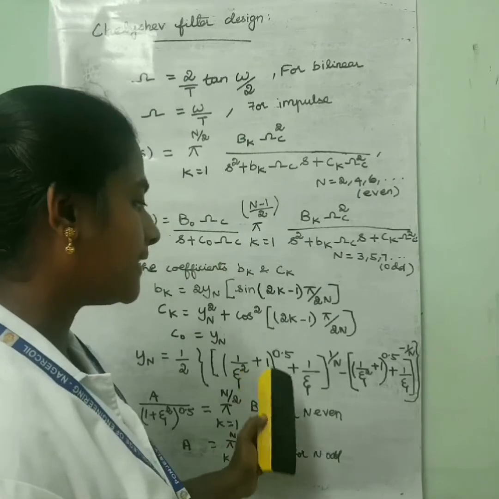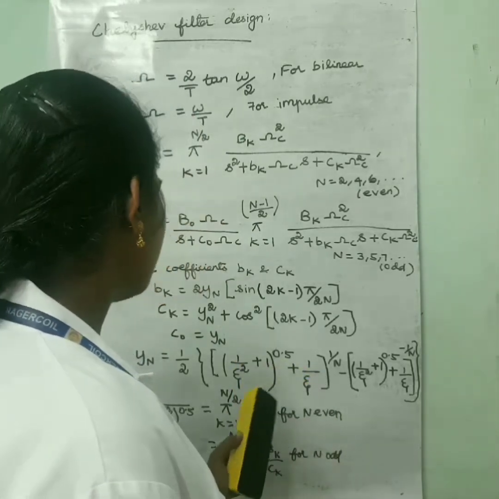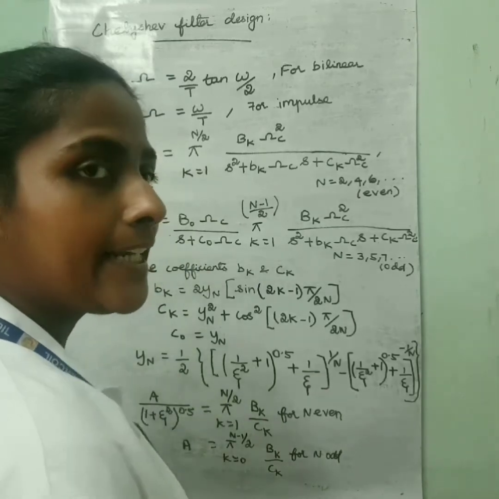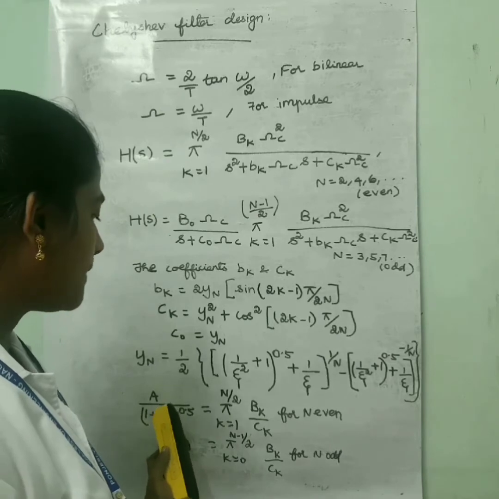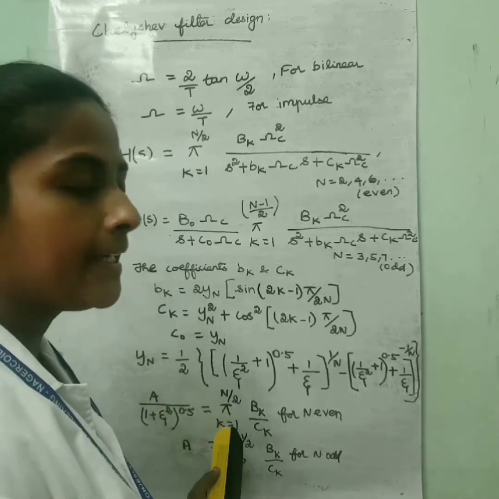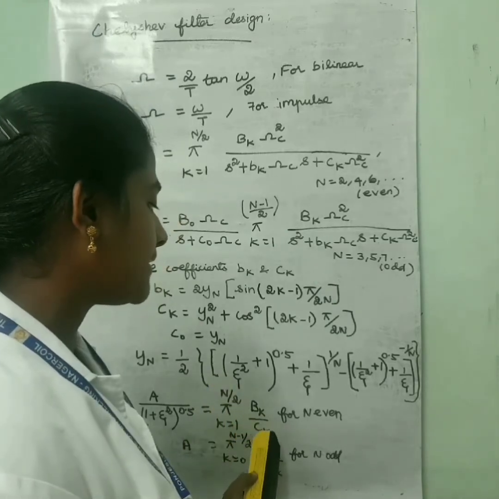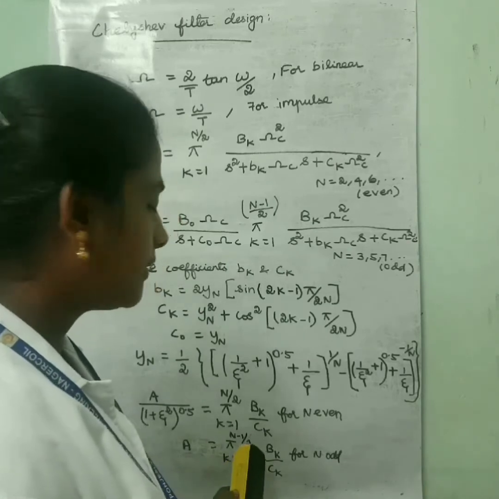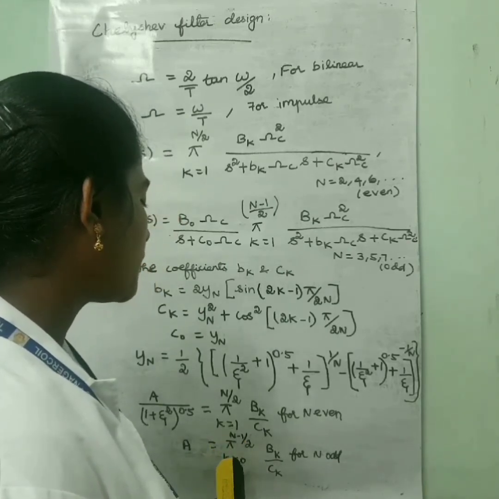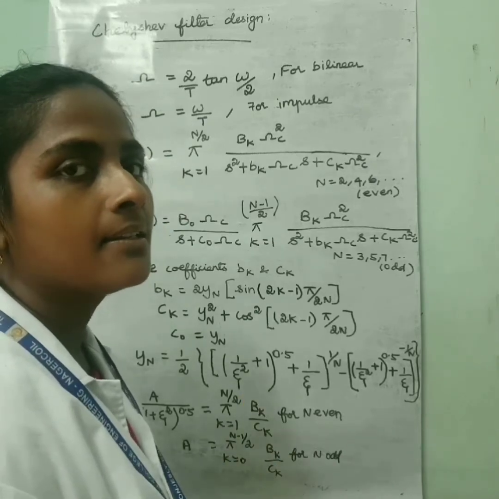Next we can find the value of A. The parameter A can be found by the formula A divided by (1 plus epsilon square) power 0.5 is equal to the product for k equal to 1 to N by 2 of b k divided by c k for even order, and for odd order, A is equal to the product for k equal to 0 to (N minus 1) divided by 2 of b k divided by c k.